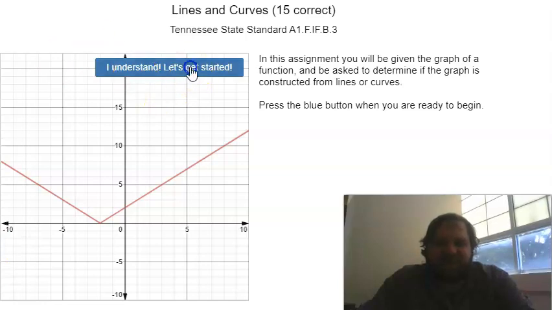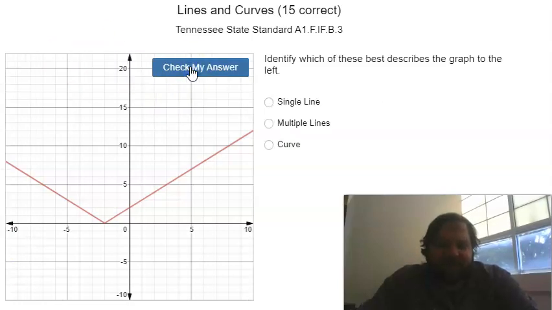So we're ready to tackle this, and we see this is going to be the same instructions and the same options all the way through this part. Identify which of these best describes the graph to the left. Is it a single line, multiple lines, or a curve?